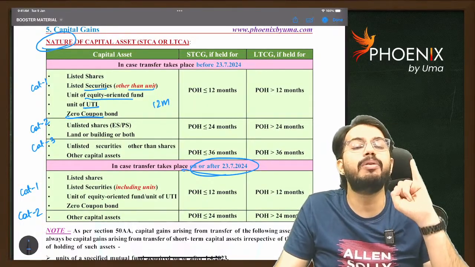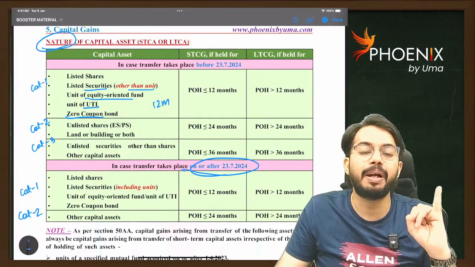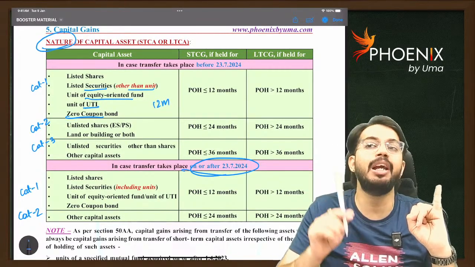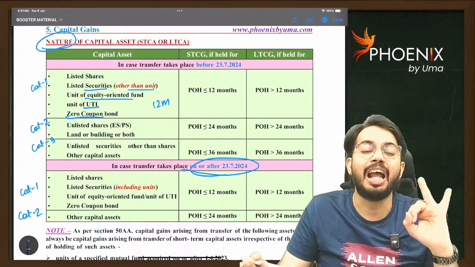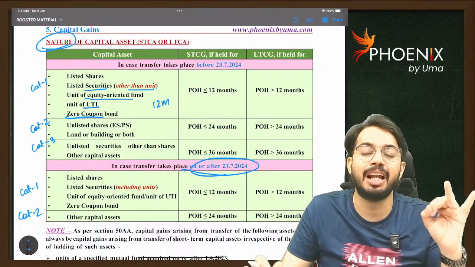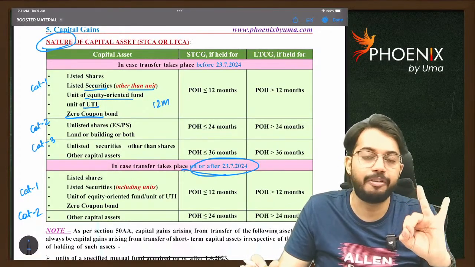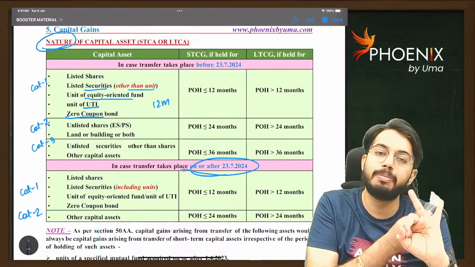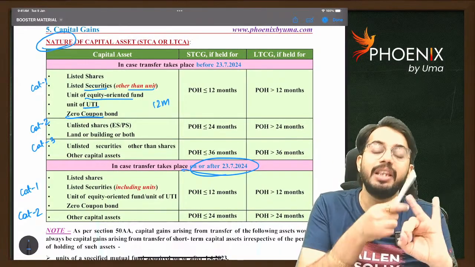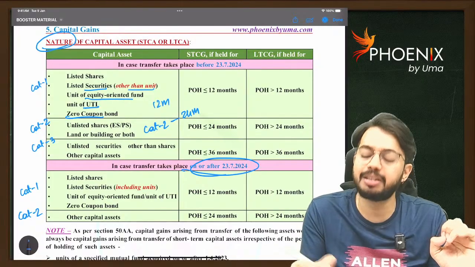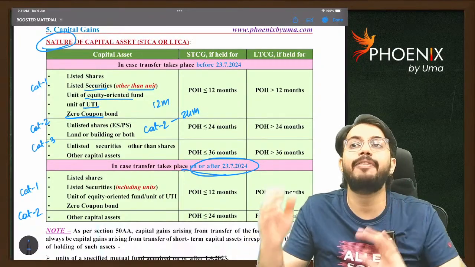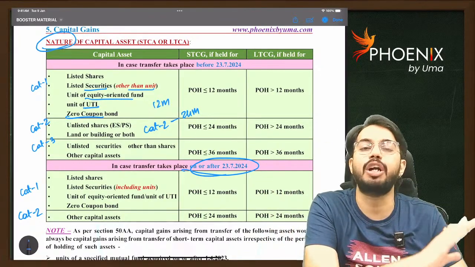Category 2, immovable property. Immovable property means either land or building or both land and building. Next, the second one is unlisted shares. Unlisted shares can be either equity shares or preference shares. So when you transfer immovable property or unlisted shares, they will fall under category 2. Under category 2, the criterion is 24 months. If they are held for less than or equal to 24 months, short-term capital asset.